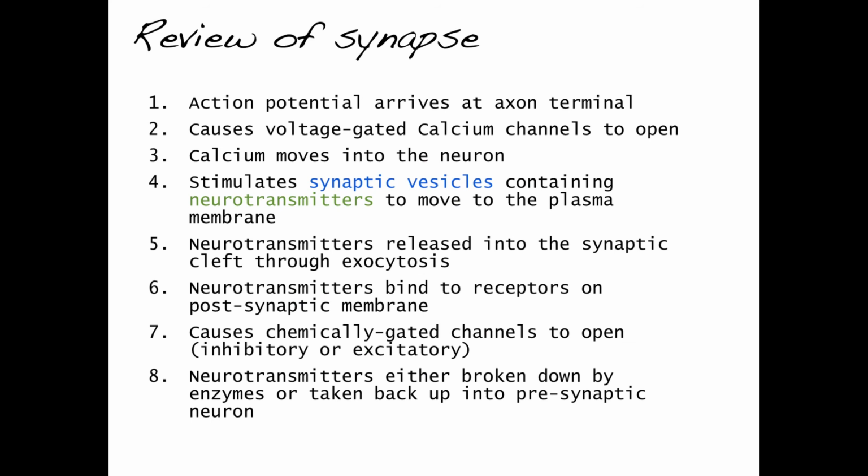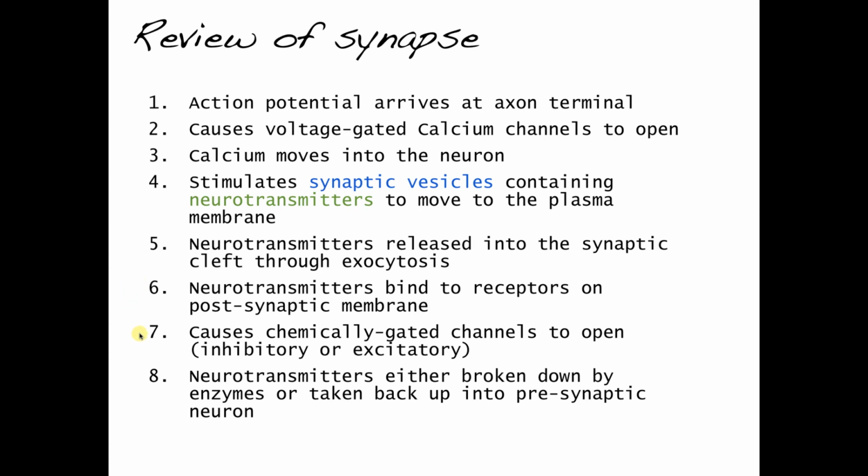So let's review what happens. At the axon terminals, an action potential will arrive, so a wave of depolarization. This causes voltage-gated calcium channels to open up. Calcium will then move into the neuron, and this will stimulate synaptic vesicles containing neurotransmitters to move to the plasma membrane. Through exocytosis, neurotransmitters will be released into the synaptic cleft, where they can bind to receptors on the postsynaptic membrane.